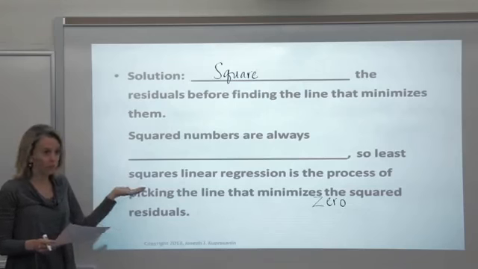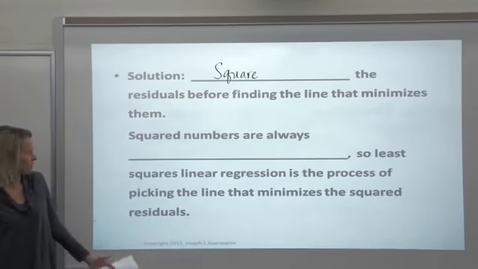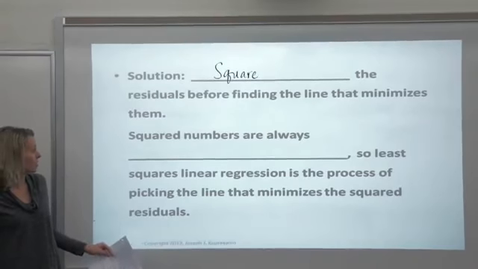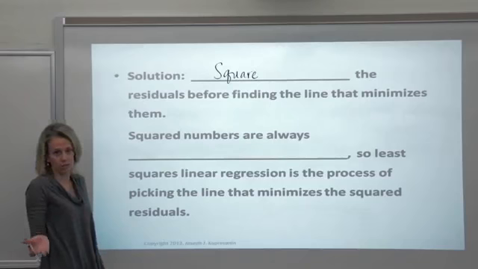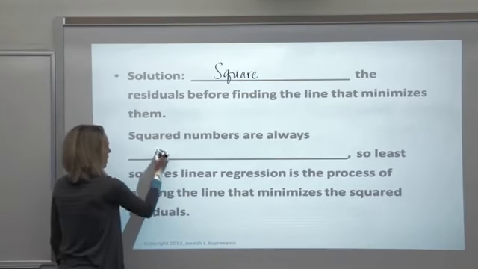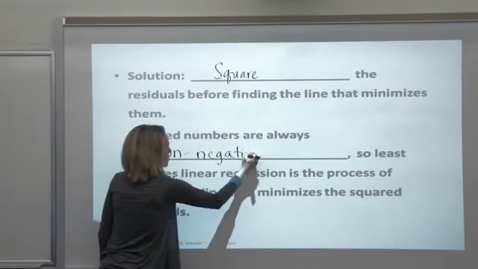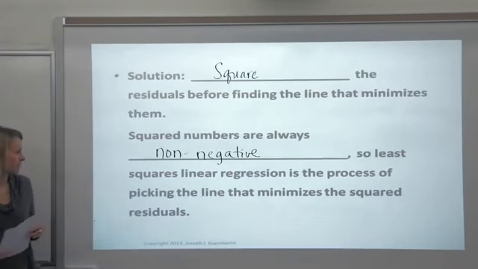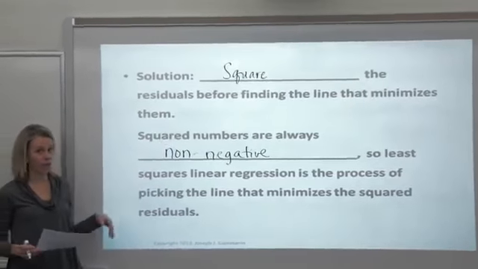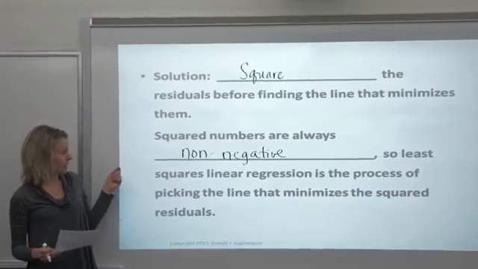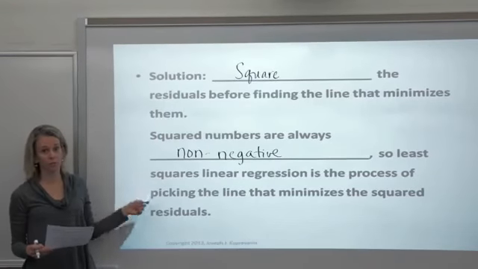When you square a number, it's going to become positive. So squared numbers will always be non-negative. I guess you could get 0 if we had a point that fell exactly on the line. So we'll say non-negative. And so again, the whole concept of why that particular line, it's based on the line that minimizes the sum of those squared residuals.